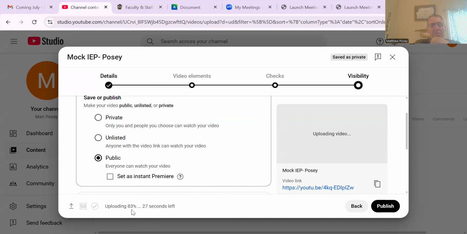You can see uploading is at 83%, 27 seconds left. Depending on the size of your file, it may take 5 minutes, it may take 15 to process. Sometimes from our Zoom classes, it may take 10 to 15 minutes, just simply because the video is almost an hour long.